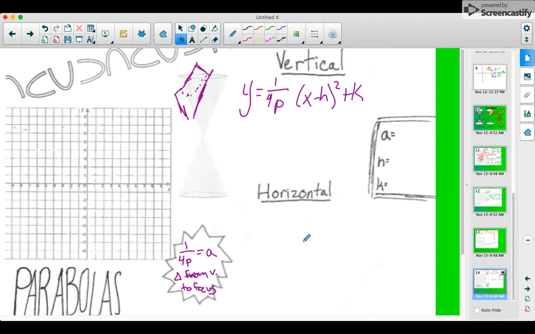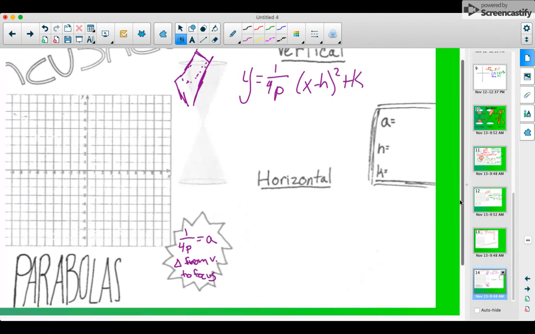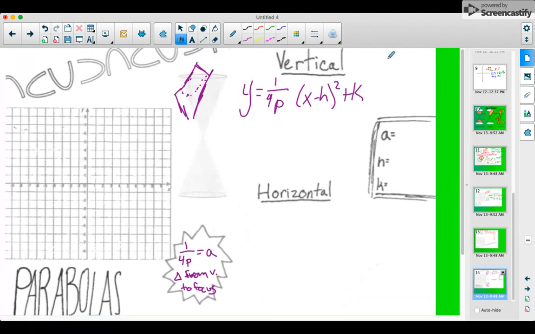Now, part of what you're going to have to do for this chapter, or at least to start off today, is you're going to have to look up some important terms. We're going to use something called the focus. We're going to use something called a directrix. And we're going to use something called a latus rectum. Each piece is super important in terms of a parabola, and they're going to come from our information here.